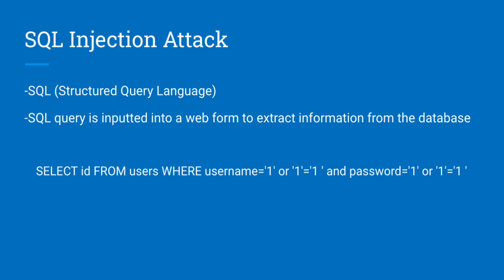Inputting a certain query will allow you to bypass the website security features and directly get pertinent information from the database. As you can see here, select ID from users where username equals 1 or 1 equals 1 and password equals 1 or 1 equals 1. This is a line of SQL code. What we're doing with this query is telling the database that if you find an account where the username and password are 1, or if the statement 1 equals 1 is true, we will be granted access. Since the statement 1 equals 1 is always true, the database will grant you access.